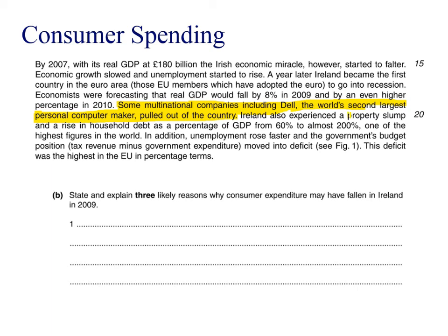They also experienced a property slump, so you're not feeling as rich anymore because the value of your house has decreased. A rise in household debt as well, so that reduces your disposable income, I suppose, that you can spend because you owe a lot of debt. Unemployment rose, okay, so lots of people losing their jobs. So lots and lots of factors here that you could use for reasons why consumer expenditure could have fallen as well.